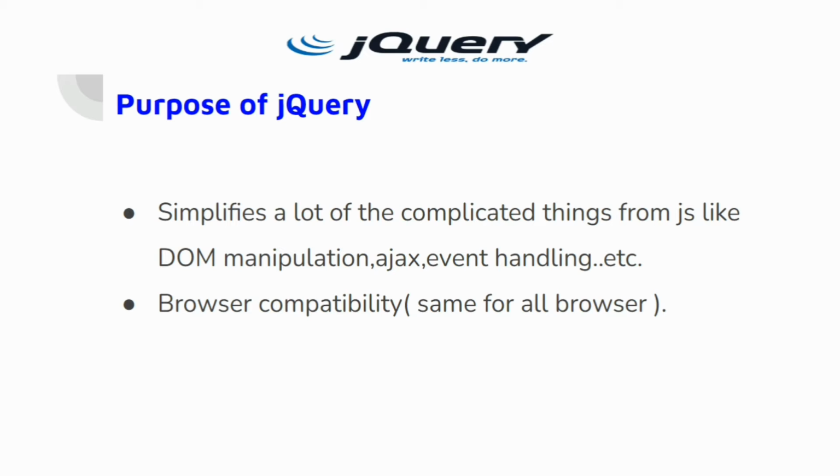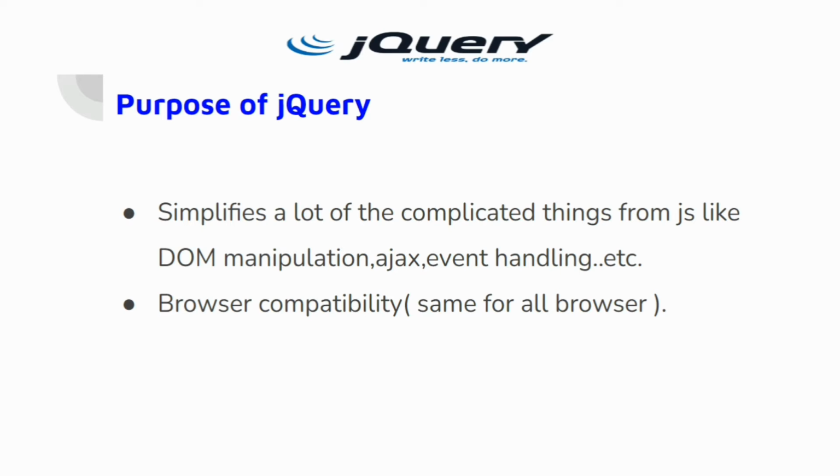What are the reasons jQuery was developed? The important purpose is that by using jQuery, it is easy to use JavaScript on your website. It means jQuery solves a lot of complicated things in JavaScript like DOM manipulation, event handling, animation and ajax.